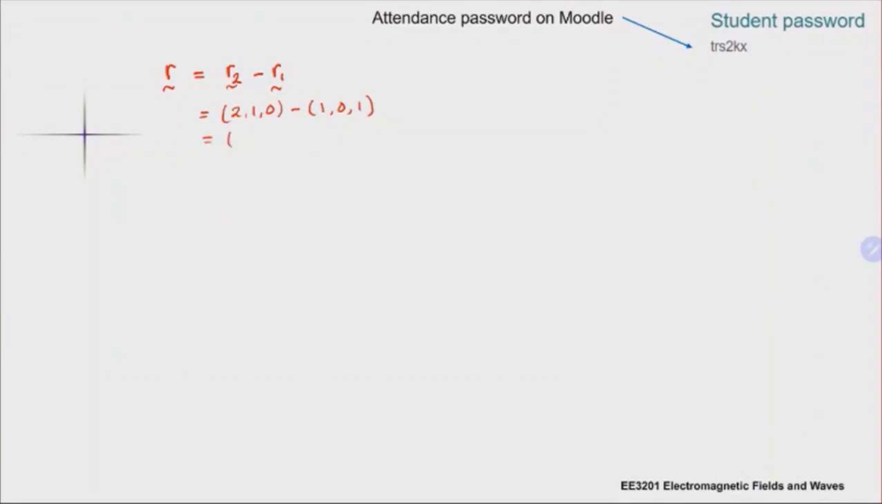That gives us (1, 1, minus 1). And the unit vector aR is my vector R over its magnitude. So this is in millimeter. This will be √3. So top is in millimeter, bottom is also millimeter. Therefore, this is simply equal to (1, 1, minus 1) over √3.